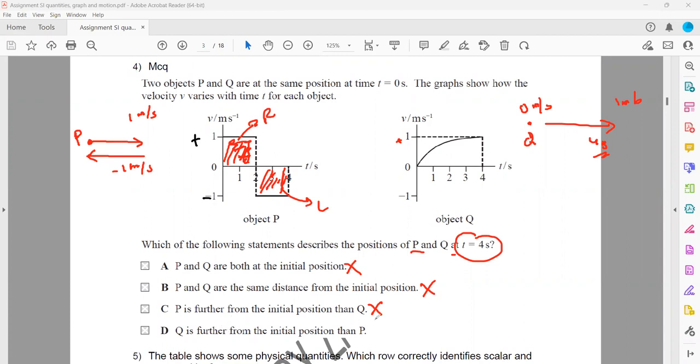Q is further from the initial position than P. That's true, because Q does not change the direction. It continues to move. Its acceleration decreases, but it continues to move in a specific direction. So D will be the right answer.